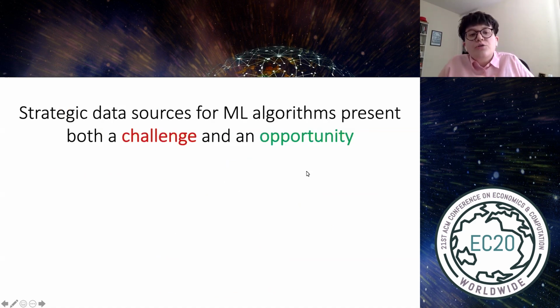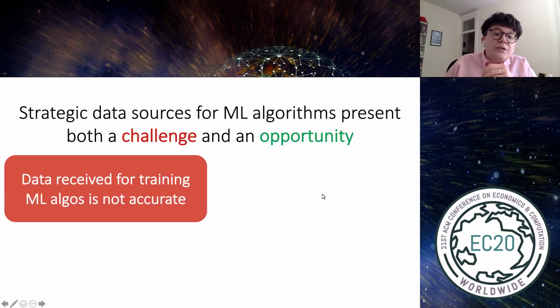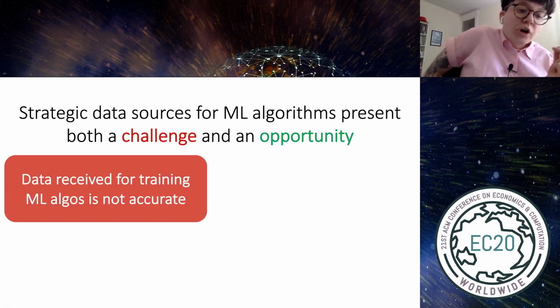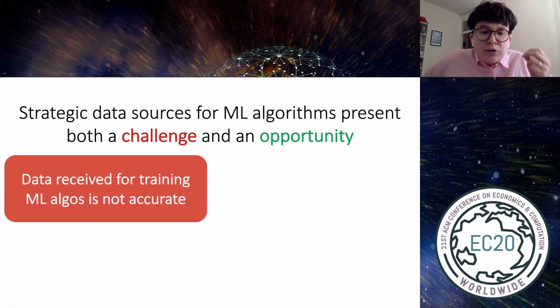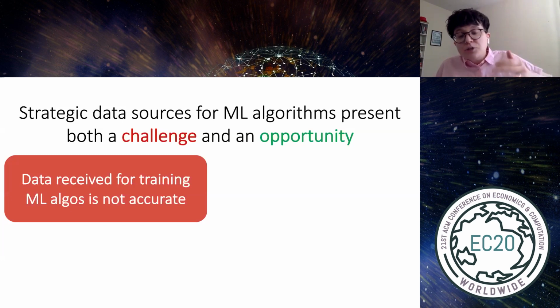So the goal in this tutorial is to study strategic data sources for machine learning algorithms in a way that presents both a challenge and an opportunity. Why a challenge? They present a challenge because data received for training of the ML algorithms is no longer accurate. And when we do not have trust in our data, we can no longer have trust in the machine learning algorithms, and especially in the outcomes that these machine learning algorithms give out.